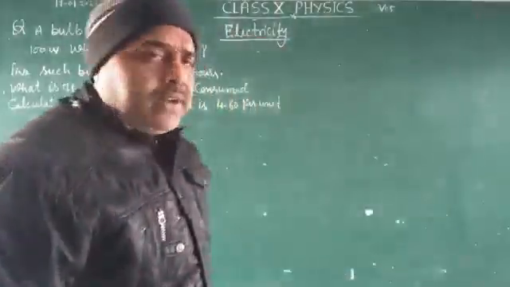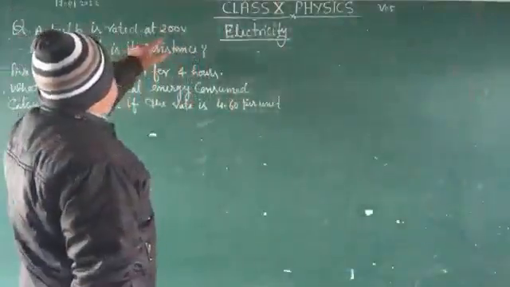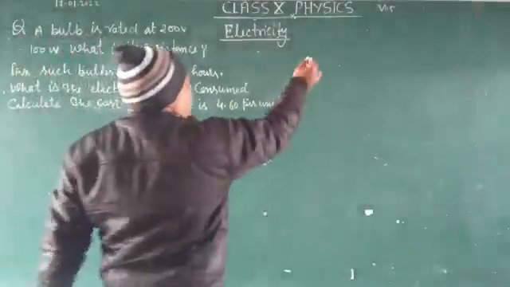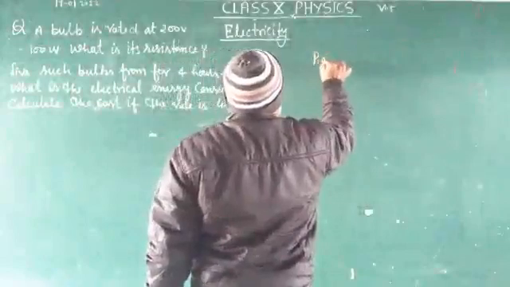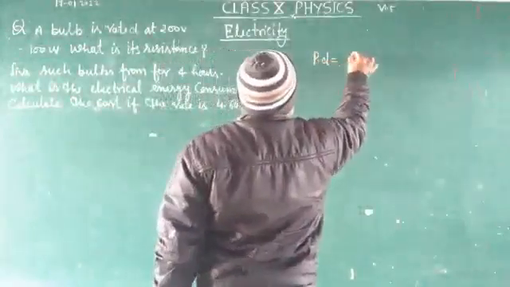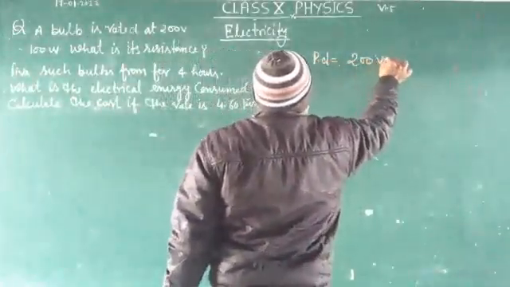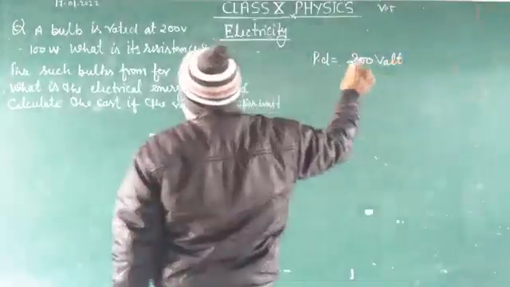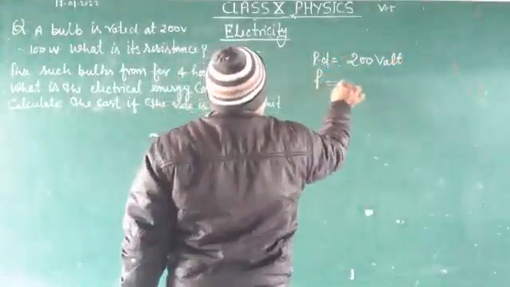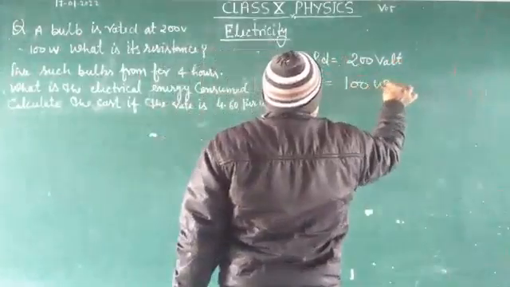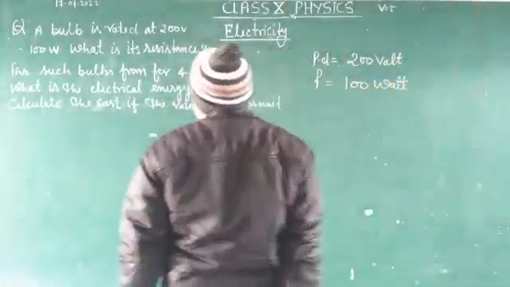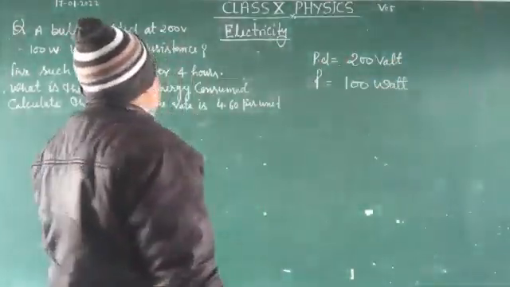Here the question is given. A bulb is rated at 200 volt and 100 watt. Here the potential difference is given, 200 volt, and the power is given, 100 watt. Now what is its resistance?